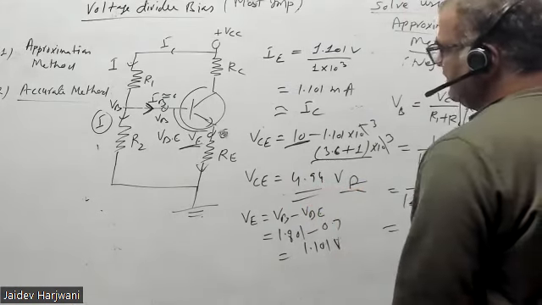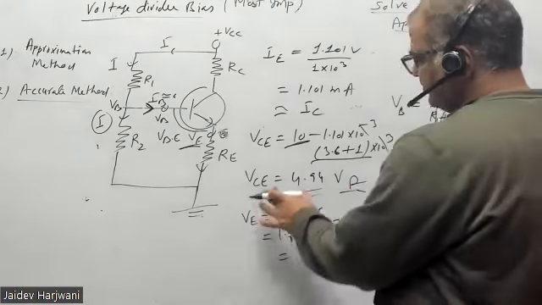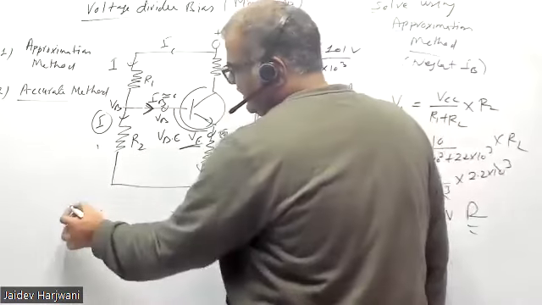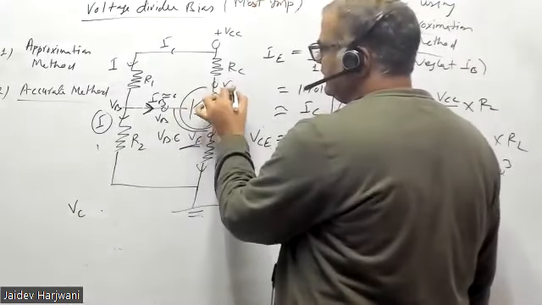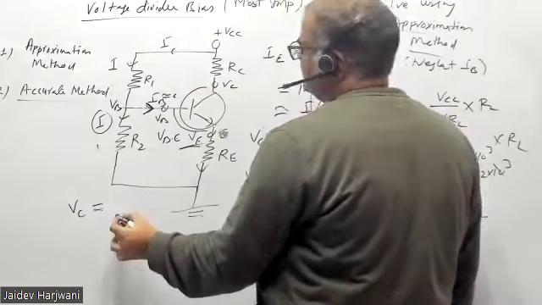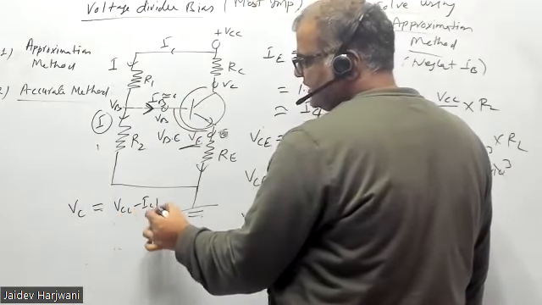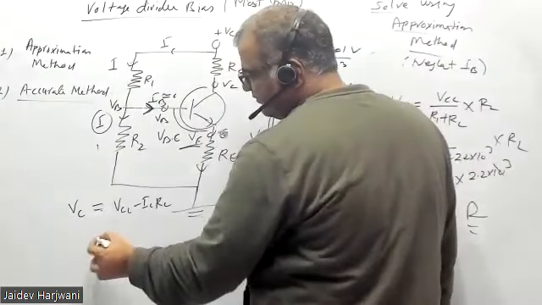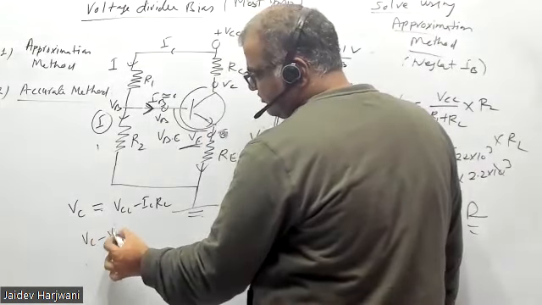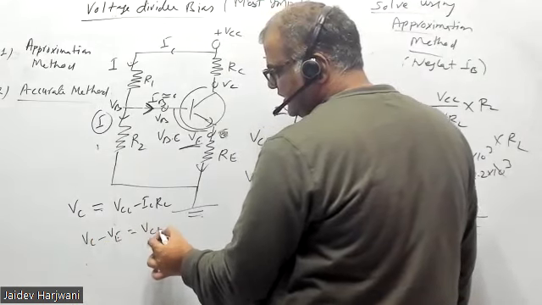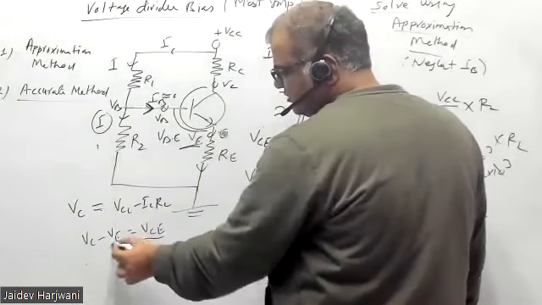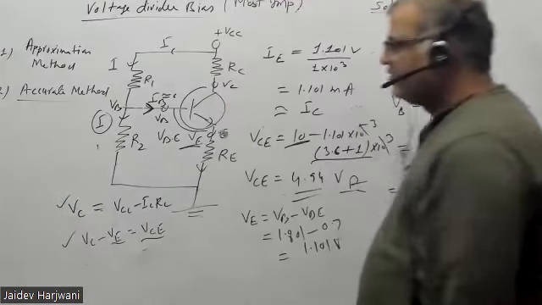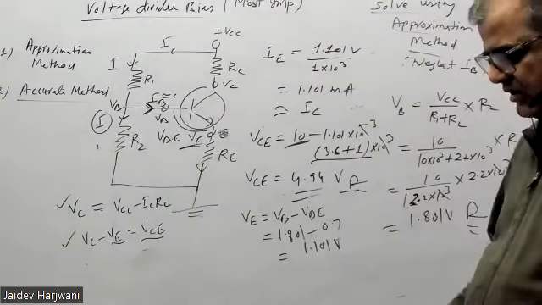Now, if you know the VC, can you find VCE? You can find it in two ways. VCC minus ICRC, or you can also find VCE as VC minus VE. You know VC, you know VE, so you can find VCE. So either you find it like this or like this.